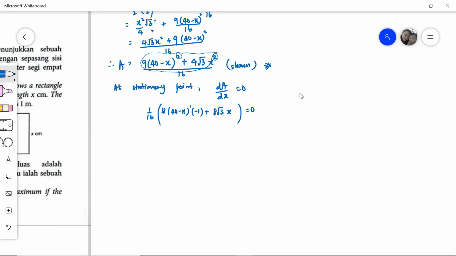And then let's simplify this. So we have -18, I'll multiply this in.